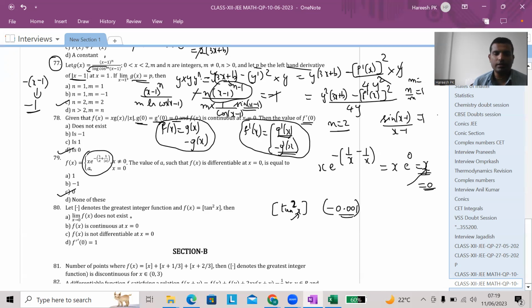The limit does exist. So the answer is f of x is continuous. So the integer type we'll discuss in the next video.